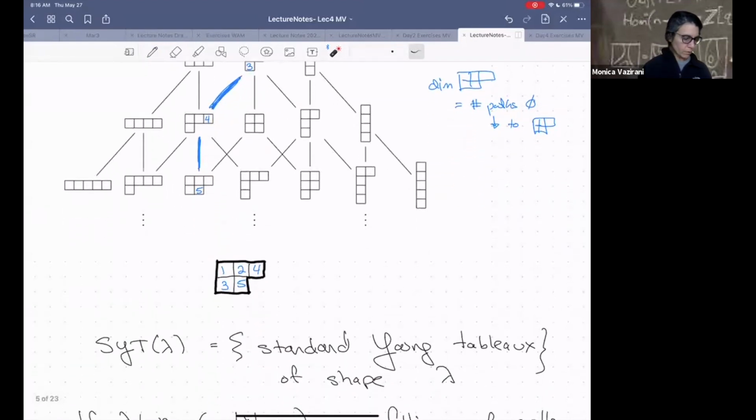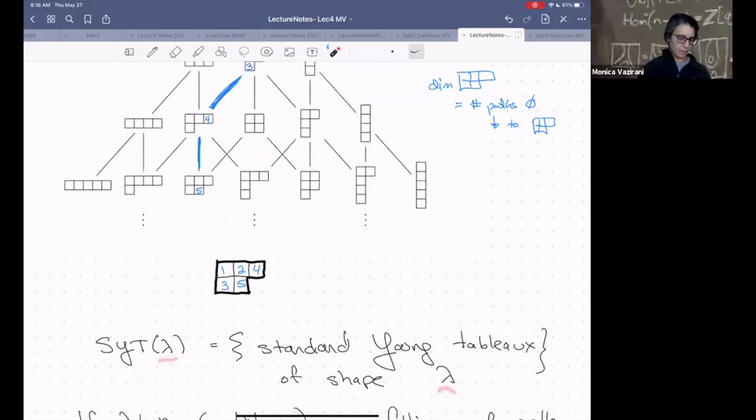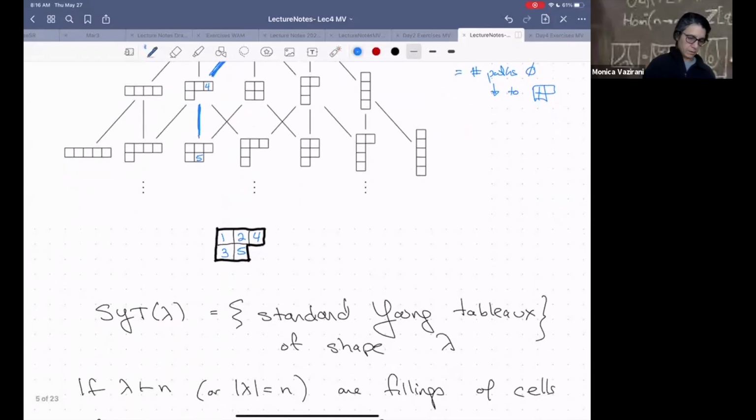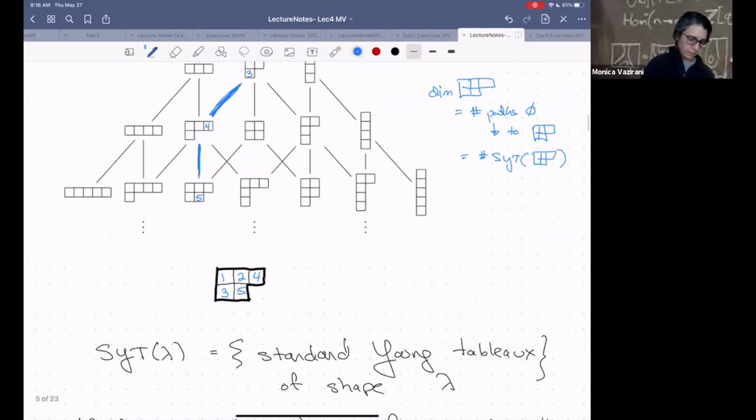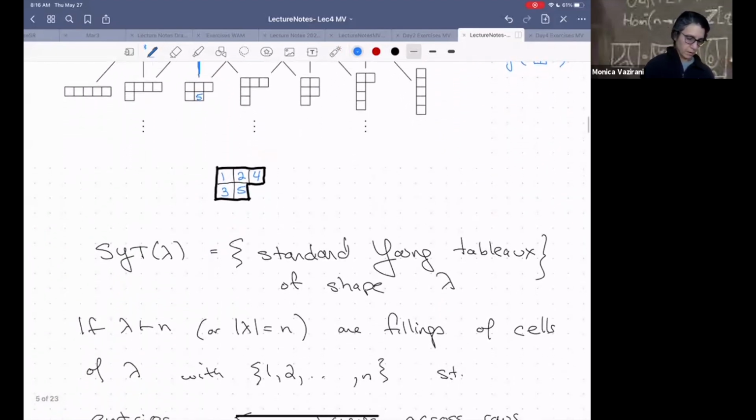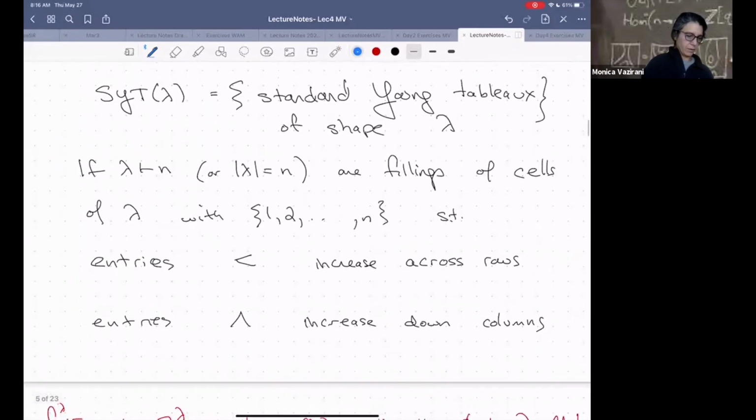So my abbreviation I'll use today is SYT for standard Young tableau. And I'll put the lambda there if the shape is lambda, in this case 3, 2. So in other words, the number of paths that gave our dimension is also the number of standard Young tableaux of that shape. So that's really nice. Just what I had said in words, written out.